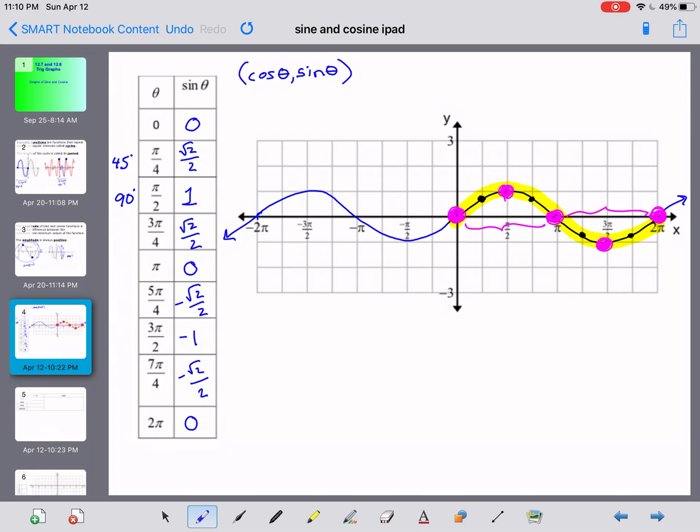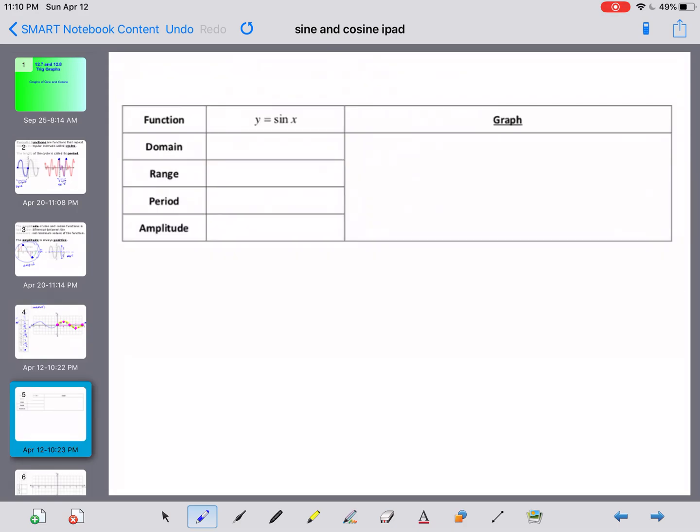So if you were doing this by hand, let's talk about some of the characteristics here of the sine graph, right? Without any transformations, the parent function of sine, the most basic form of it, is going to start at 0, 0. It's going to end at 2 pi. Its midpoint would be pi.